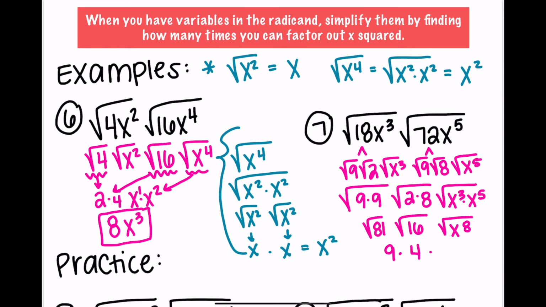Now x to the eighth, think about what we're doing here. How many x squareds can I get out of that, right? Well, this would be the square root of x squared times x squared times x squared times x squared one more time. So I'm running out of space here. Let's back that up just a little bit.